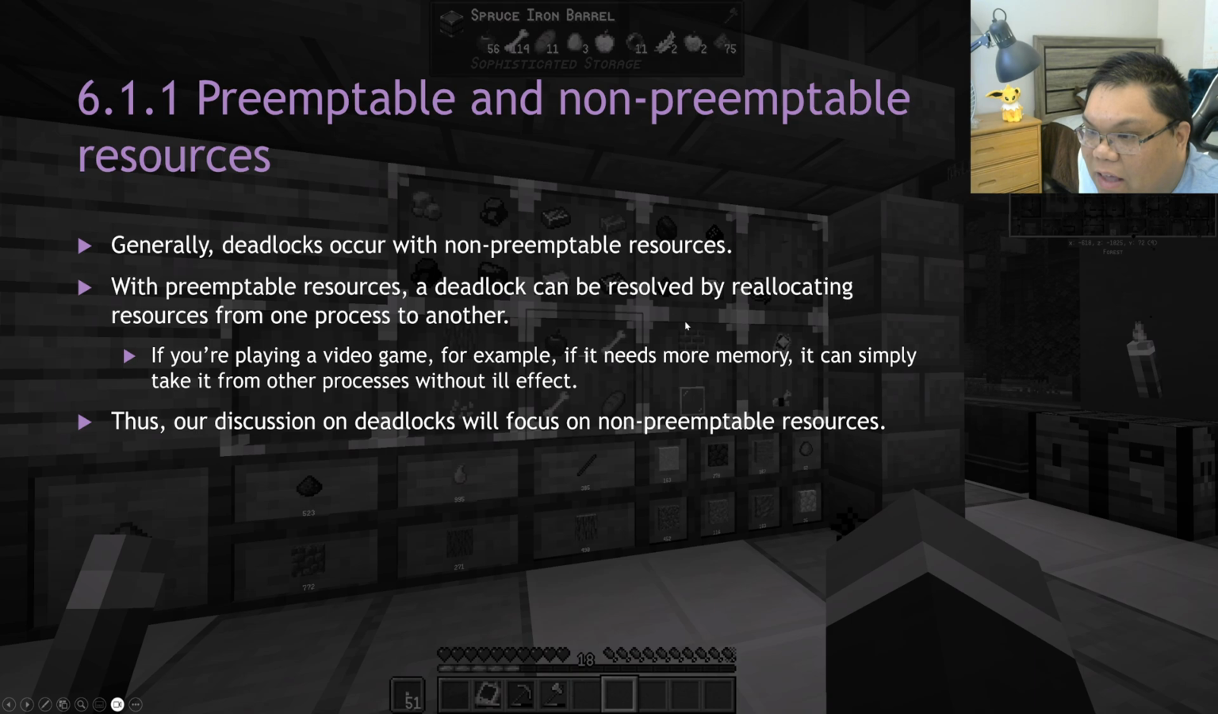My point is this. If we have preemptible resources, then we can't have deadlock happening because we can just reallocate resources as needed. Therefore, our discussion on deadlocks will be on non-preemptible resources.